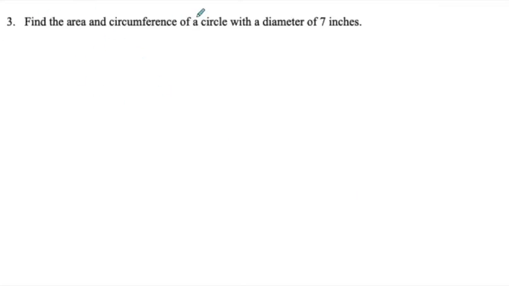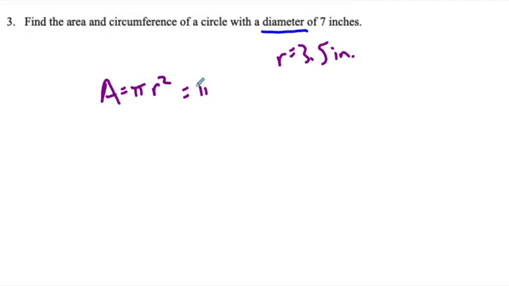Area and circumference of a circle with a diameter of 7 inches. Be careful, it says diameter. This means that the radius is 3.5 inches. Now, you'll be given the formulas, but by now we know, hopefully, that area is equal to pi r squared. So in this case, it's pi times 3.5 squared.